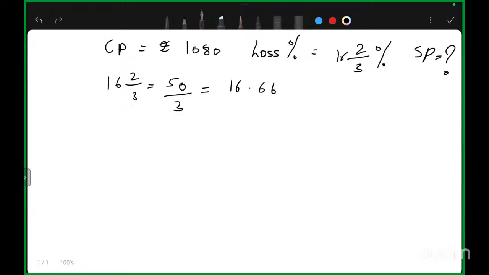When there is a loss and we are calculating the selling price, selling price is equal to (100 minus loss percent) upon 100 into cost price. Then you will substitute the values.